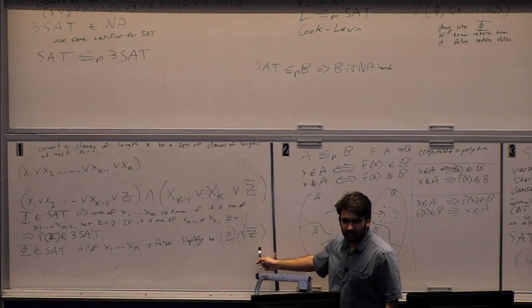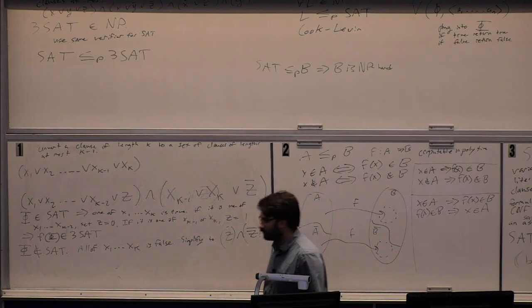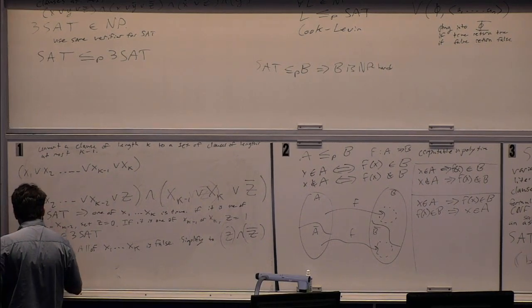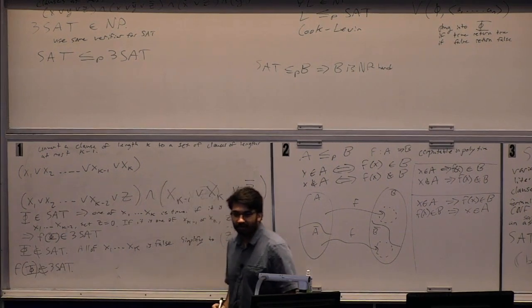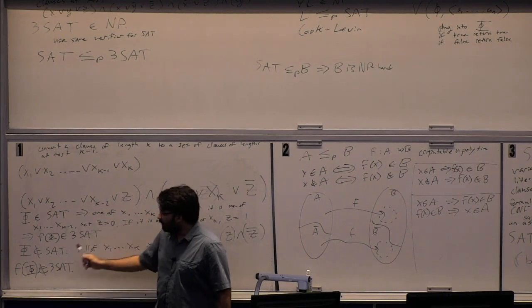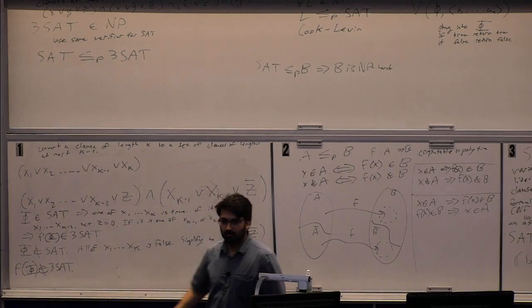Is that ever satisfiable? No. In fact, it's called a contradiction, right? So we know then that f of phi is never satisfiable. Great. We've proved the correctness. If it's satisfiable, so is it after our transformation. If it was never satisfiable, it's still never satisfiable after our transformation.